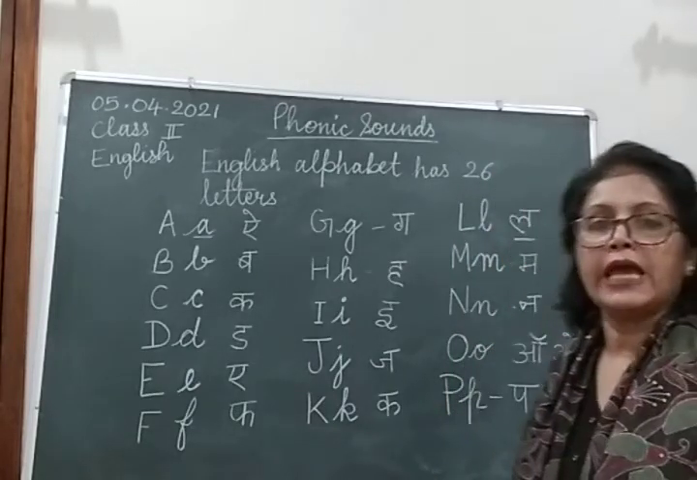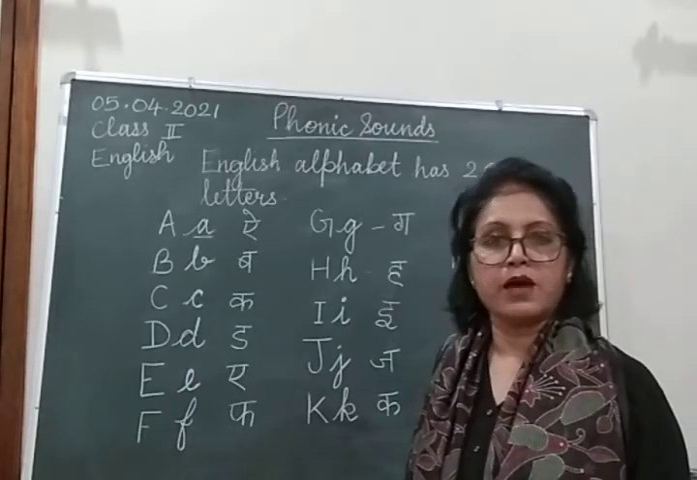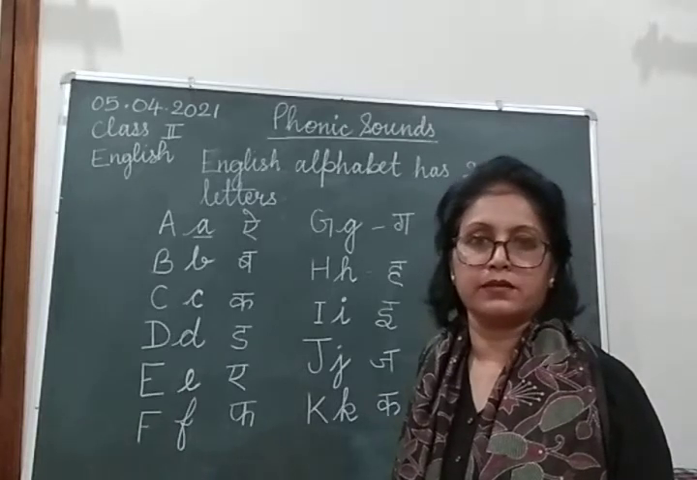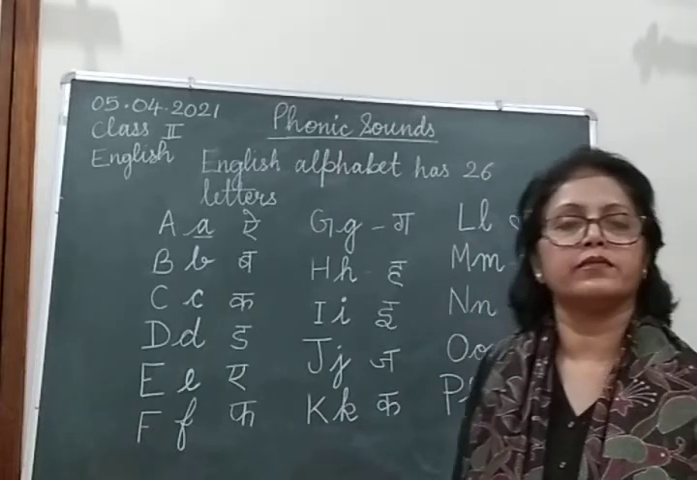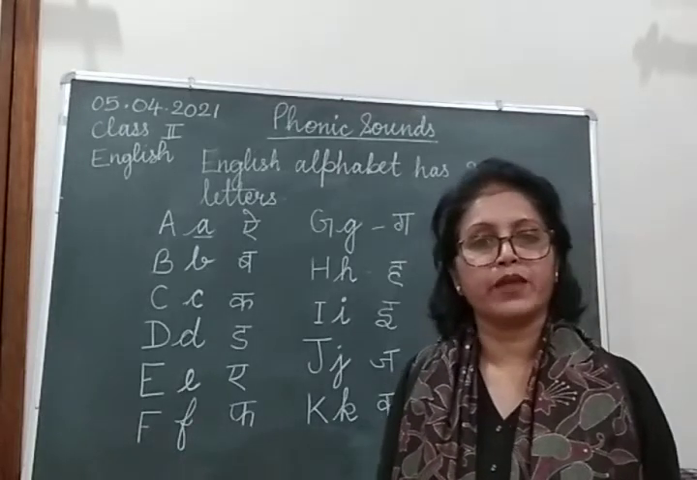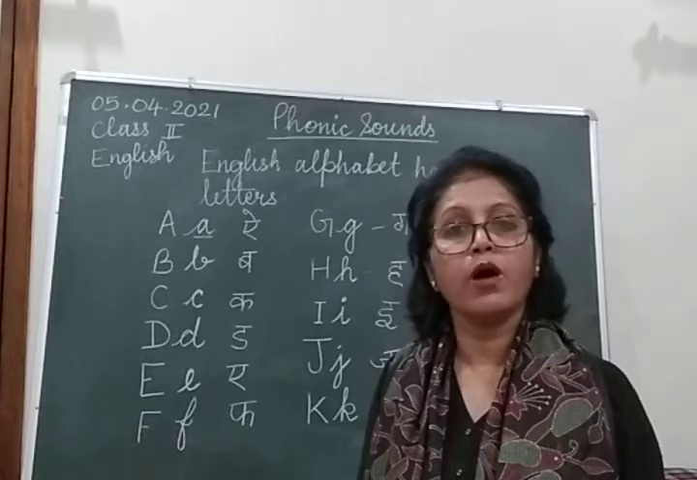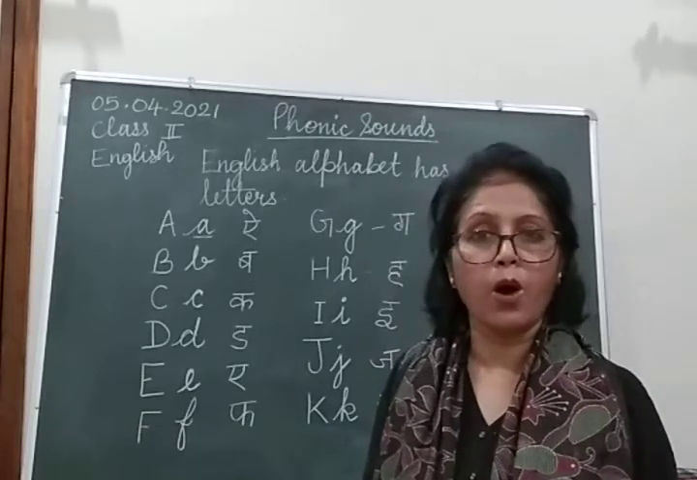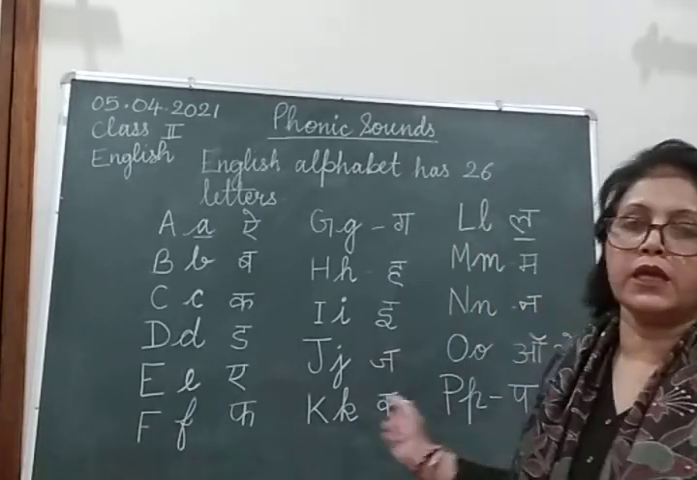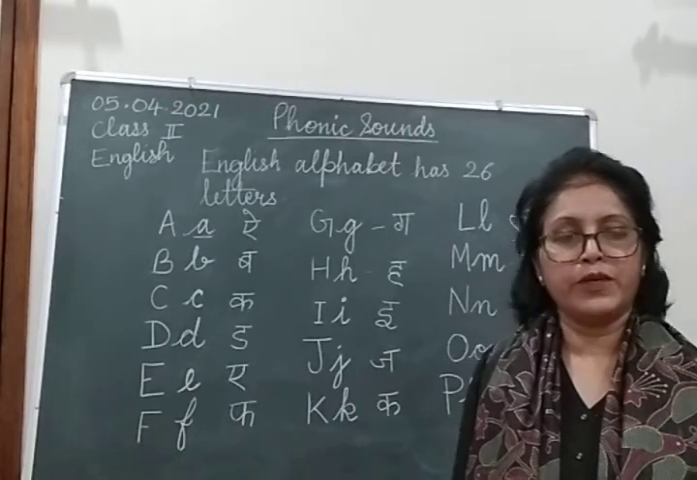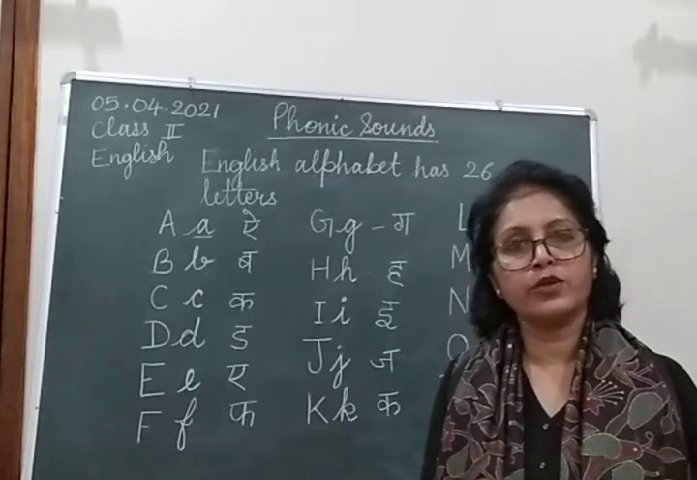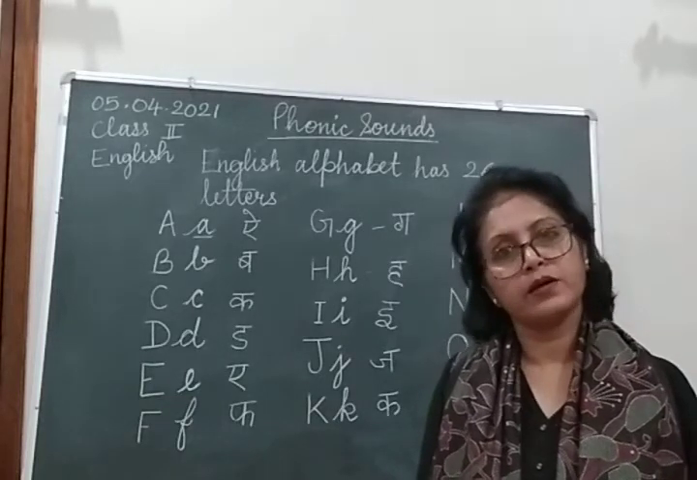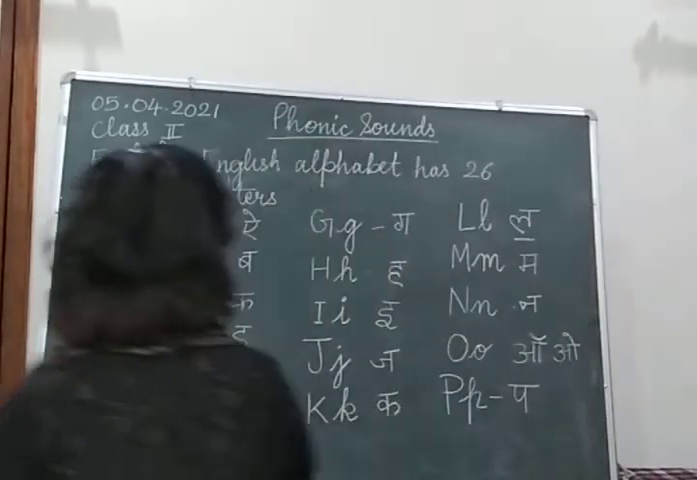Next is N, and the sound is N. O. Letter O has the sound of O. P. Letter P has the sound of P. Good. Let's do the rest of the letters.